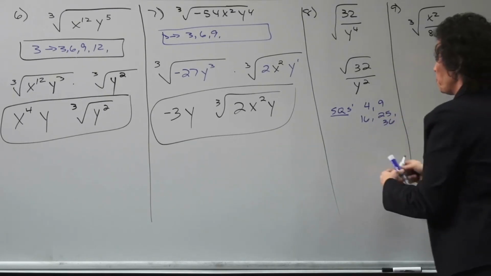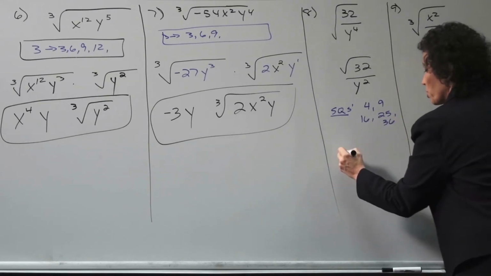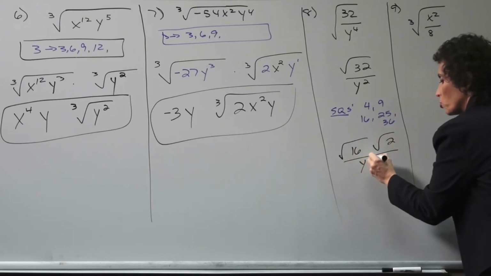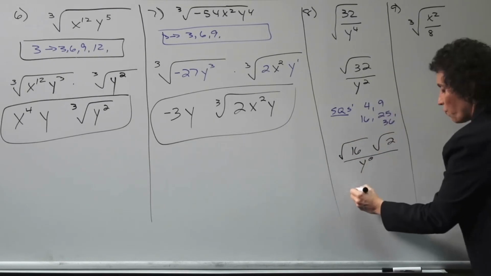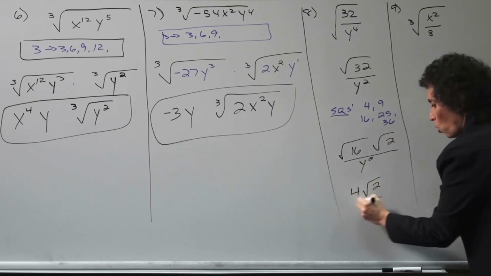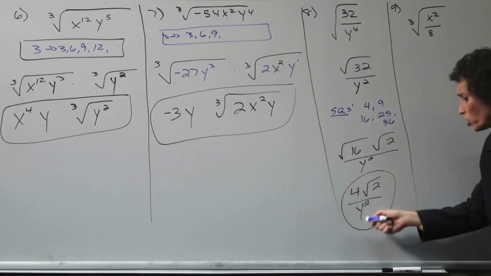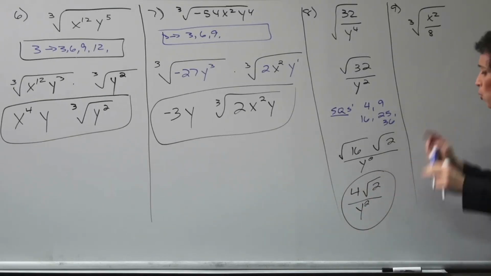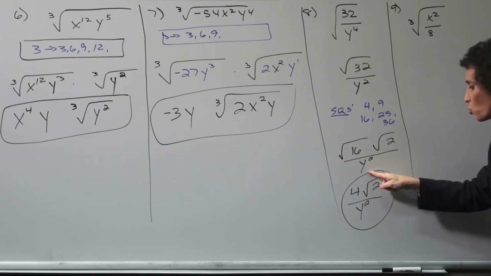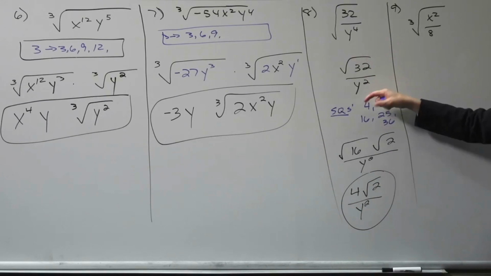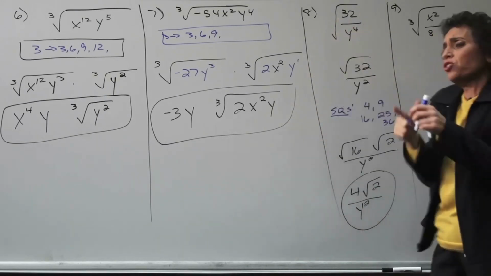So I break this up into the square root of 16 times the square root of 2 all over y squared, which is 4 square root of 2 all over y squared. Now, I hope you're not thinking, well, the square root of y squared is y. You need a y here. No, this is not the square root of y squared. This is just y squared. We took the square root of y to the 4th. We got y squared.